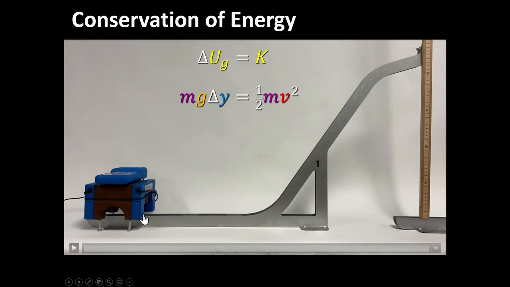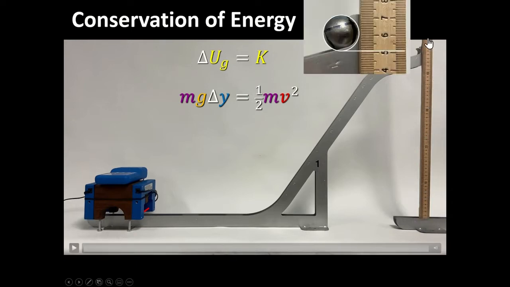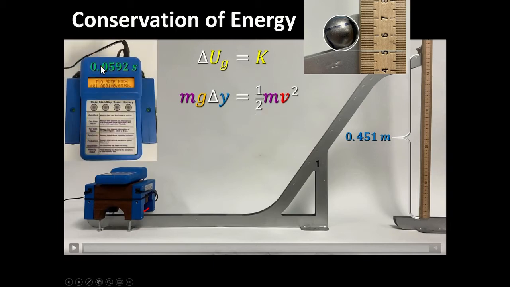This device here has a little electric eye, an invisible beam of light using infrared that goes between here and here. And when the ball breaks that beam of light, it starts the timer. And then there's another beam of light back here, and when it goes through that, it stops the timer. So we can use a meter stick to figure out how high the ball initially started: 45.1 centimeters, or 0.451 meters is how far the ball is going to drop, our change in height. And the timer read 0.0592 seconds.